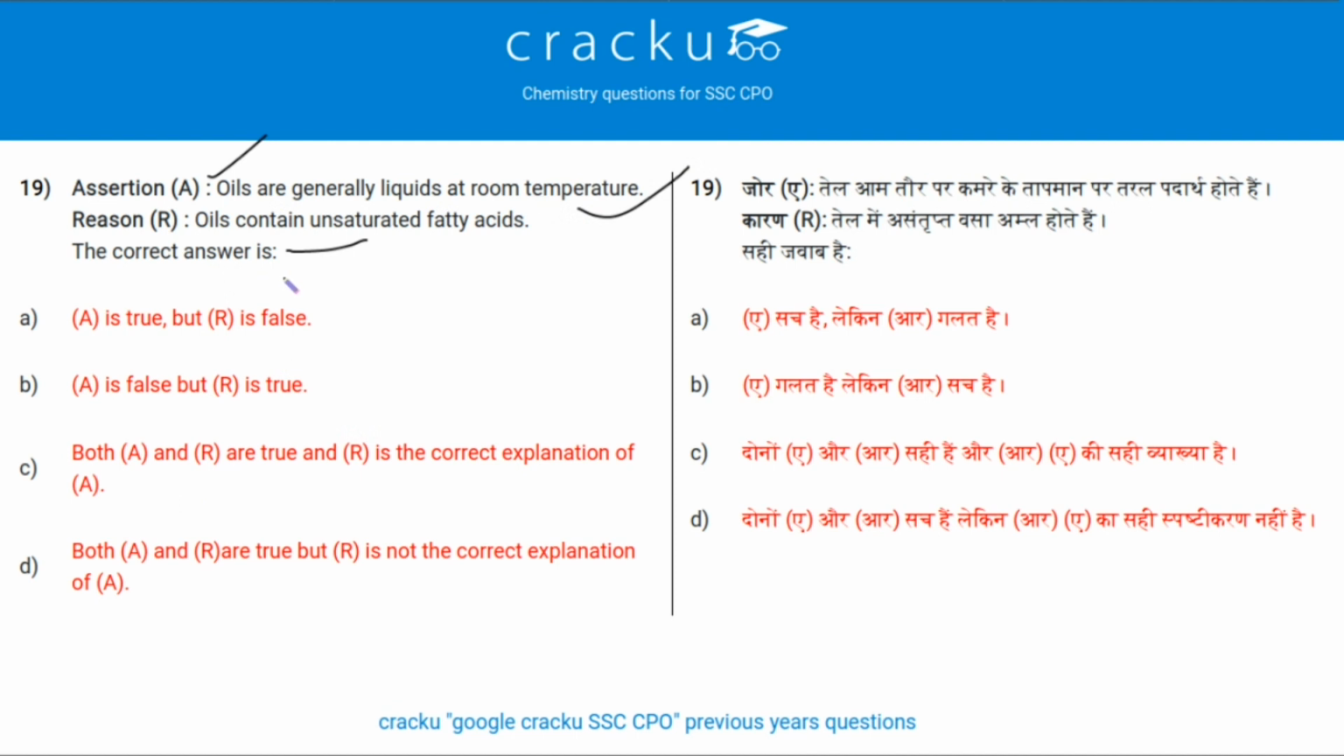The second statement, oil contains unsaturated fatty acids. Yeah, unsaturated fatty acids are called oil. So, the reason is also correct. Now, let us see whether the reason is the correct reason or not. As oil contains unsaturated fatty acids, that is the reason it does not solidify at room temperature. So, this makes it stay in a liquid form at room temperature. So, the reason is correct. So, the correct answer is both A and R are true, and R is the correct explanation for A. So, option C is correct.